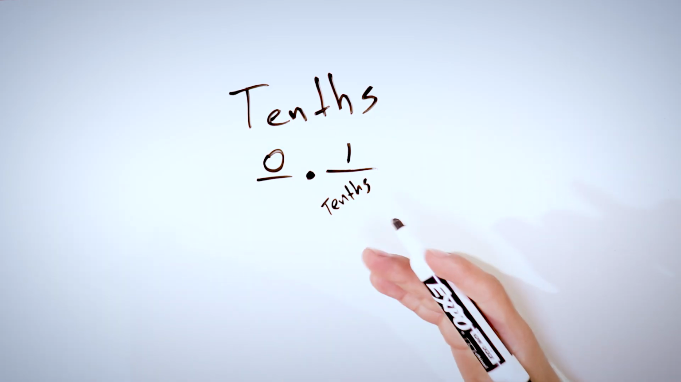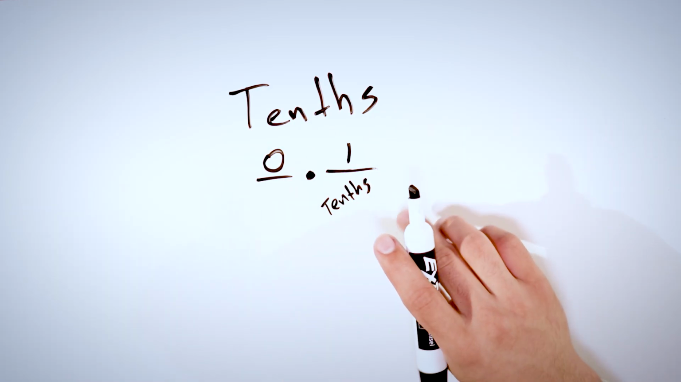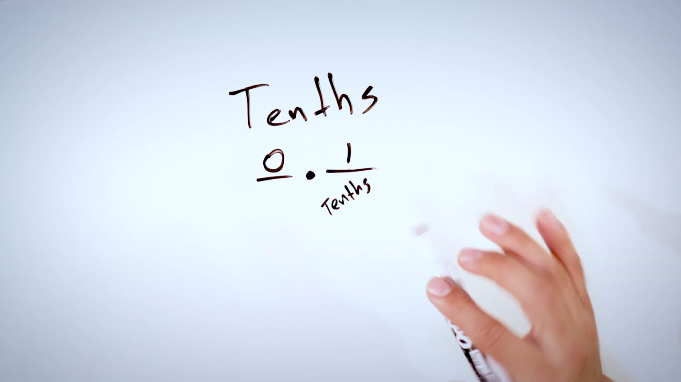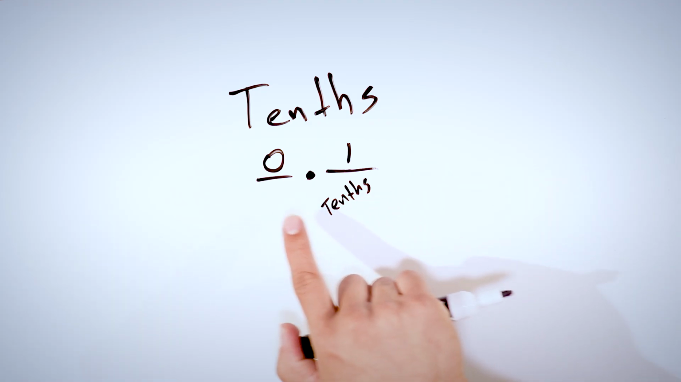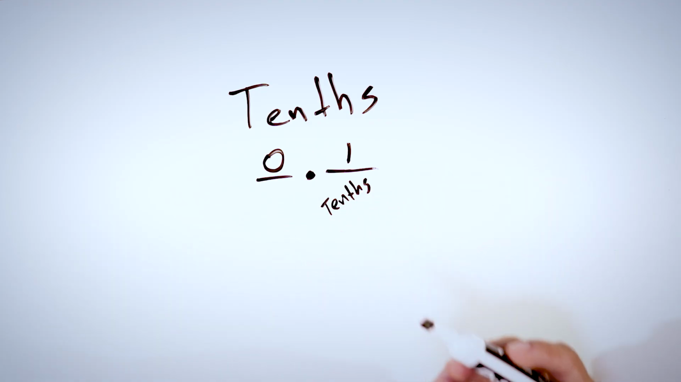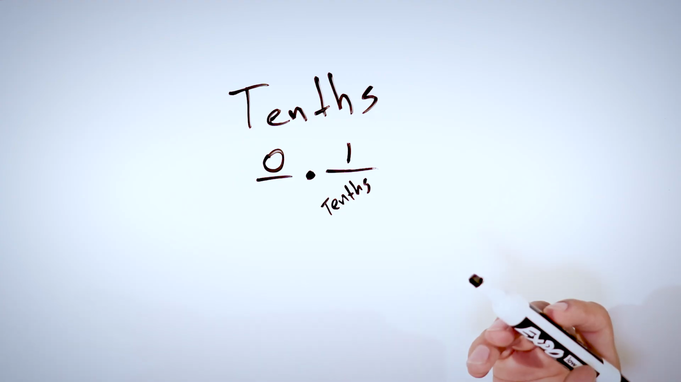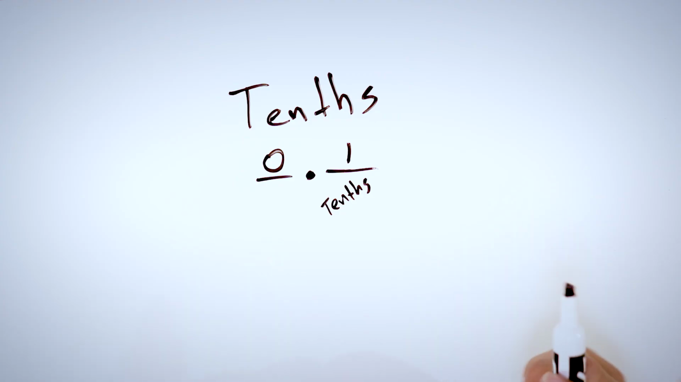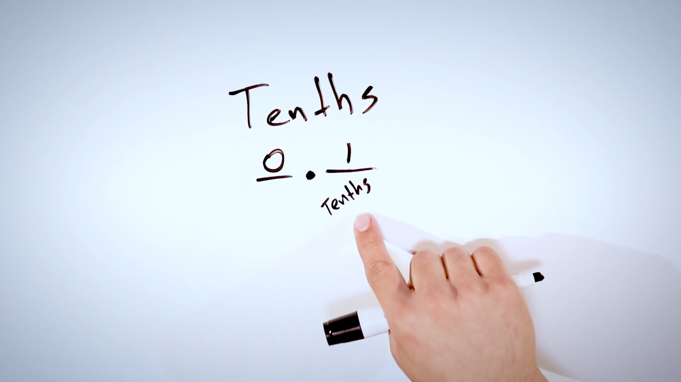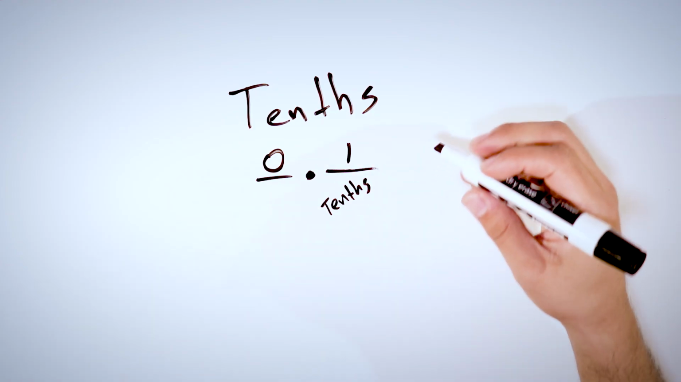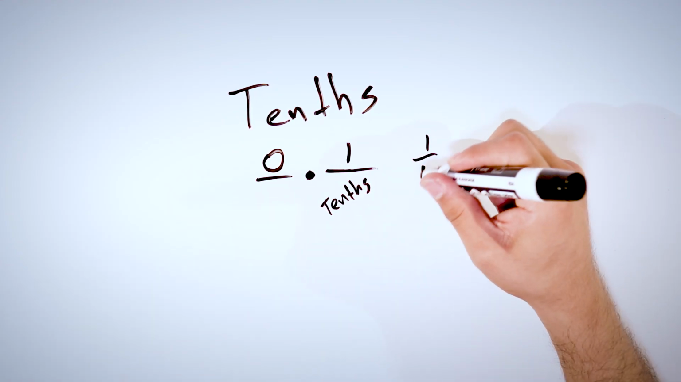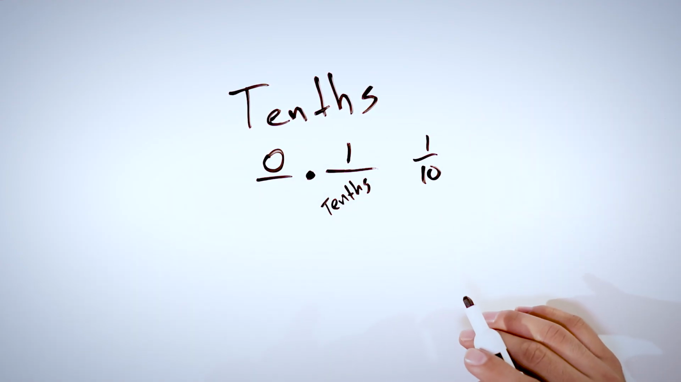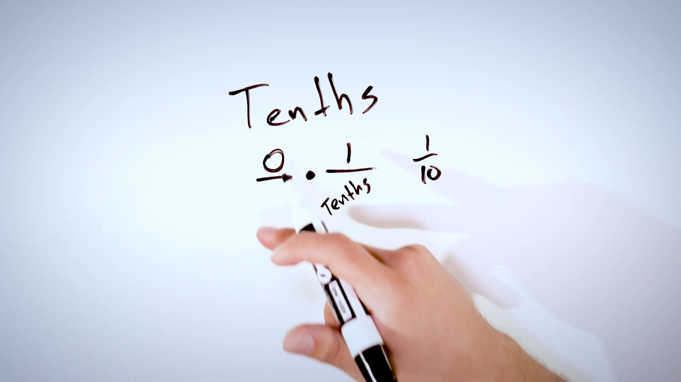So what is the value of the tenths place? Well, if you remember, we said that this is going to be less than the ones place. So what is actually smaller than a 1? Well, we're going to have to get into fractions. So the value of our tenths place is actually a fraction of 1/10. So that means that you need 10 tenths to make one whole.